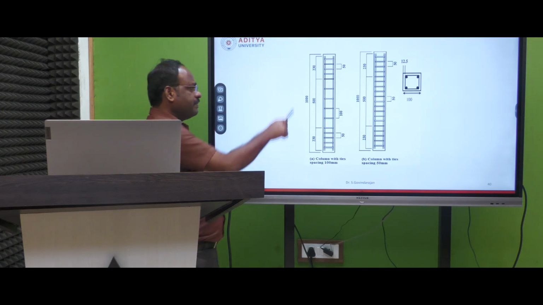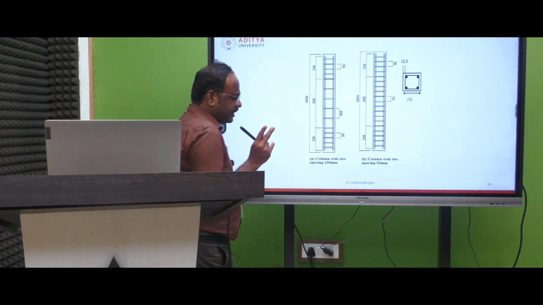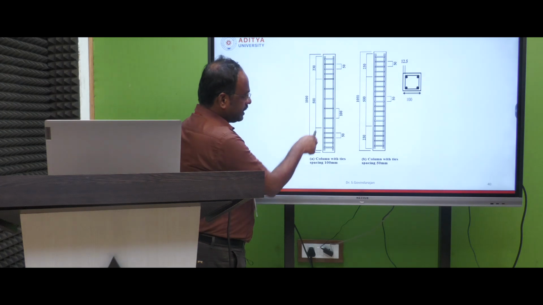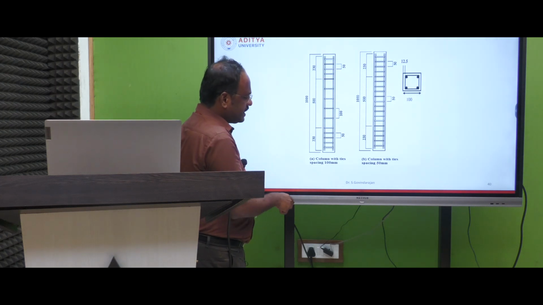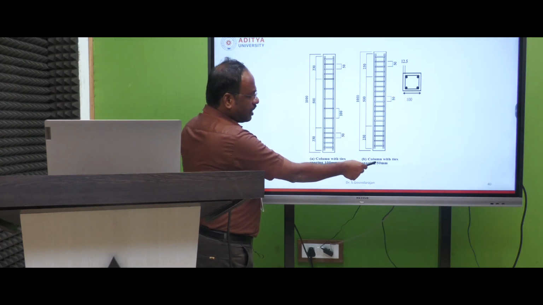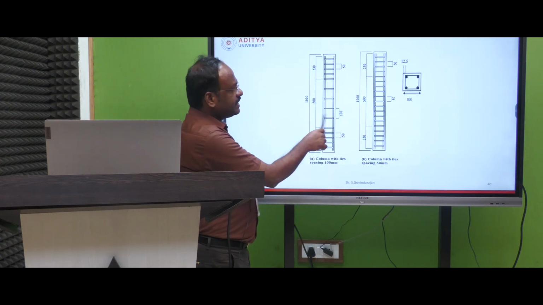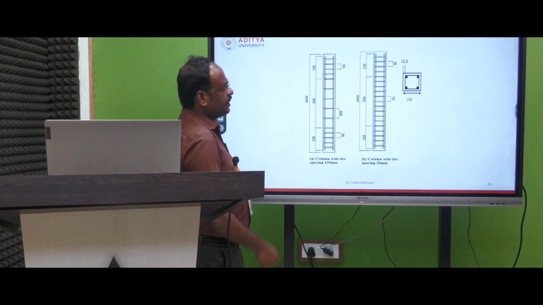See the column in the vertical position here. They took two varieties of columns, depending upon the tie spacing. One is the column with ties spacing of 100 mm. Another one is the column with ties spacing of 50 mm. Two types of case study they select for the column member.